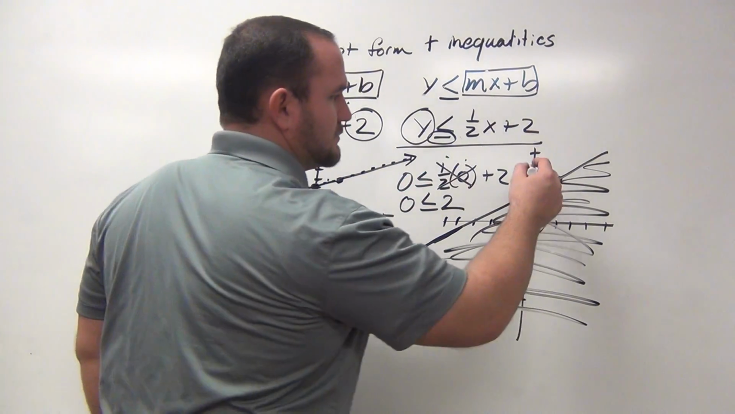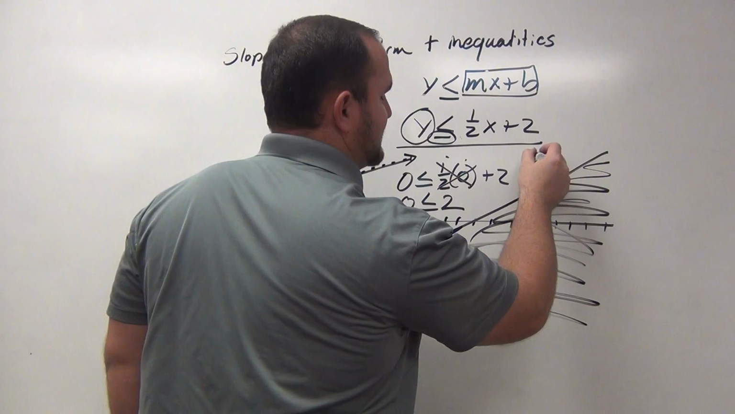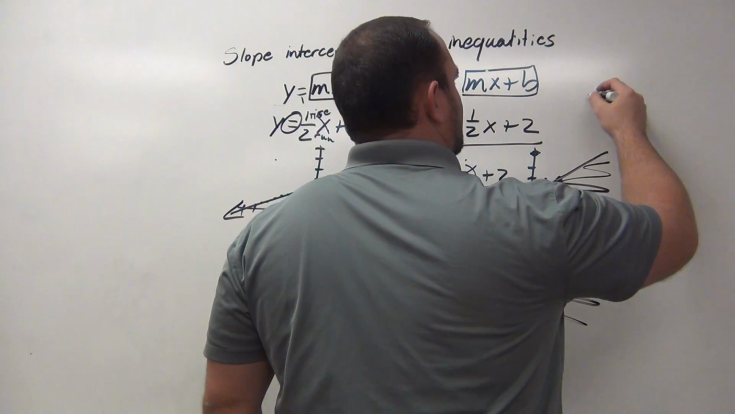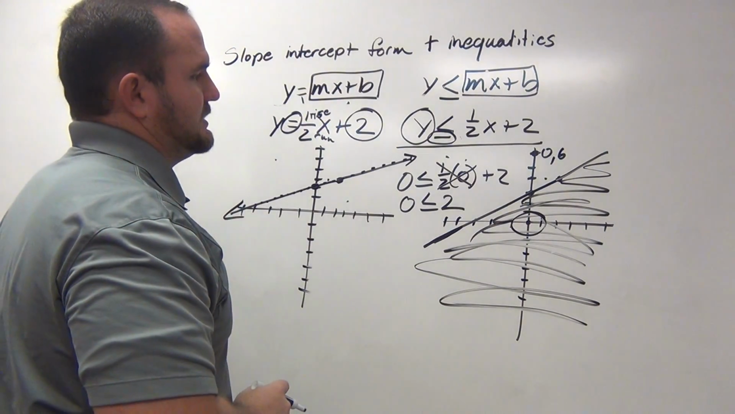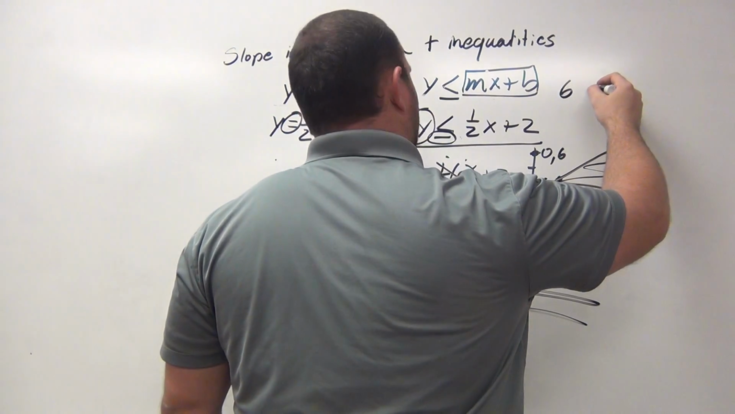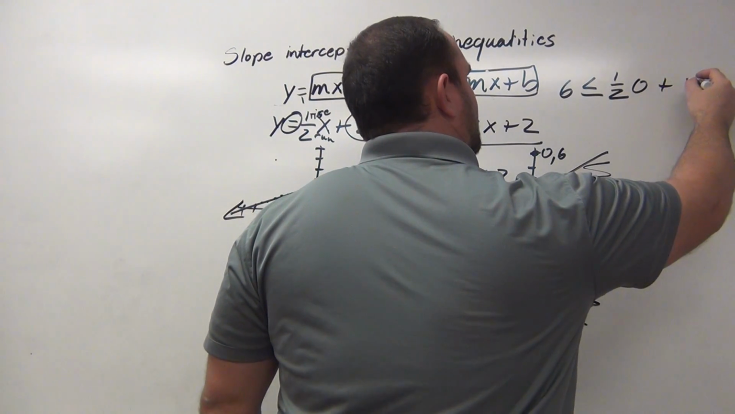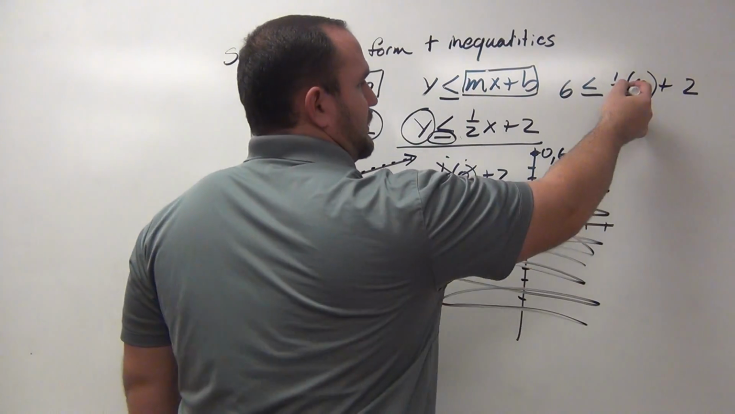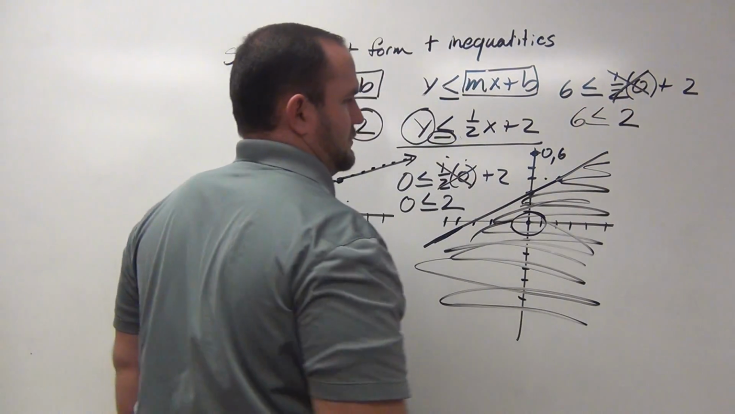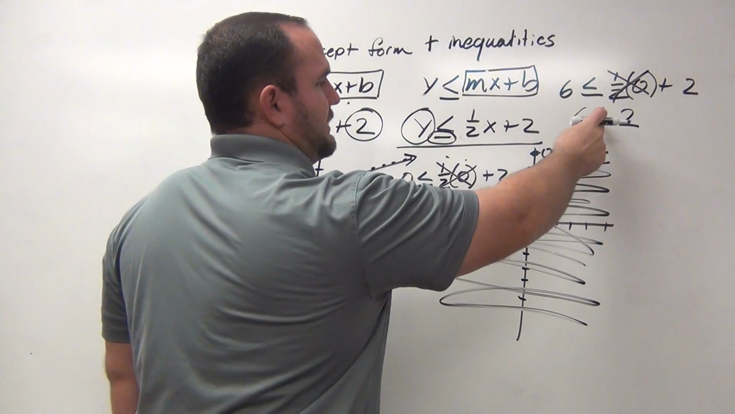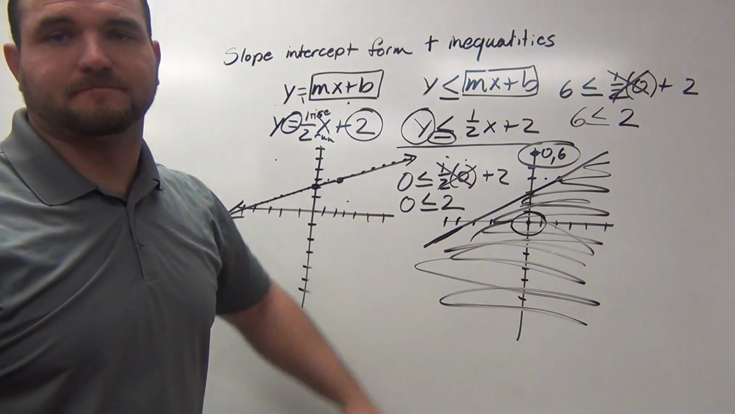Now if I chose up here, it wouldn't be true. Let's see, what is that? 1, 2, 3, 4, 5, 6. So I chose 0, 6. Okay, so let's plug that in. So y would be 6 is less than or equal to 1/2 times x, which is 0, plus 2. Okay, so 1/2, once again, that goes to 0. So now I have 6 is less than or equal to 2. Well, that's not right. 6 is not less than or equal to 2, so that point is wrong. And so that's why it's actually not shaded in.